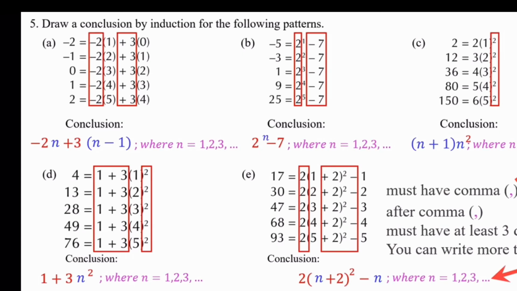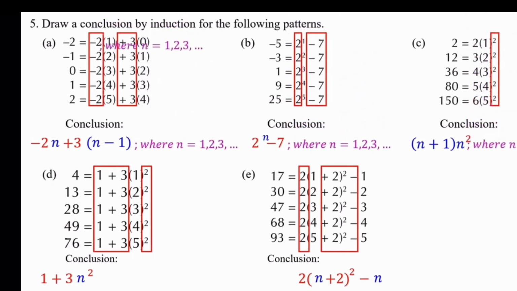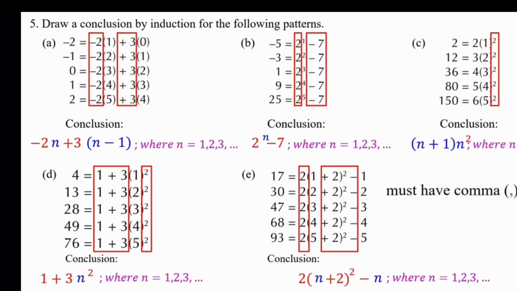So for B, we have 2 power n minus 7 because the n is changing. So we substitute with the n, and n starts from 1, 2, 3, and then dot, dot, dot. And then for C, we have a more challenging one, n plus 1. Because you get 2, so it's 1 plus 1. So 2 for the first term, so 1 plus 1 is 2. And the n square, because once you see 1, 2, 3, 4, you can use the n. And n starts from 1, 2, 3, and dot, dot, dot.